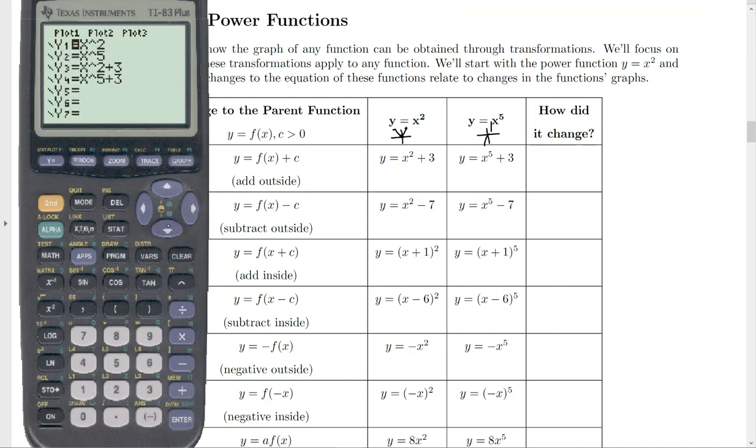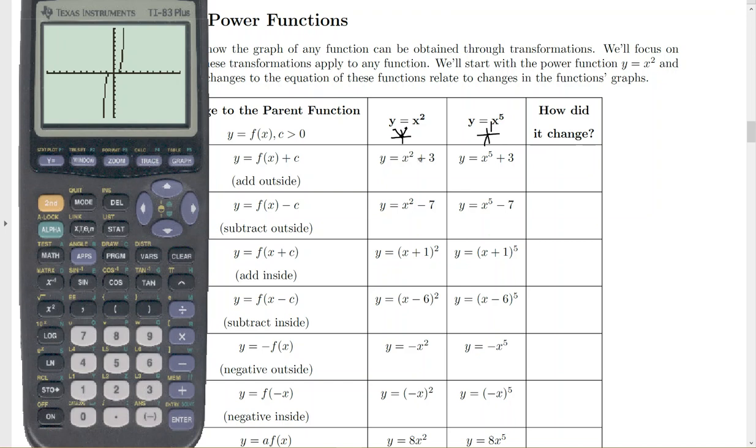And then I'm going to go in and turn that function off by turning its equals off, and then come down here to x to the fifth, hit enter so that the equals is lit up, and graph that one. So you can see the left side is down, and then it kind of does a little dip there, and right side is up. Kind of roughly what I have there.